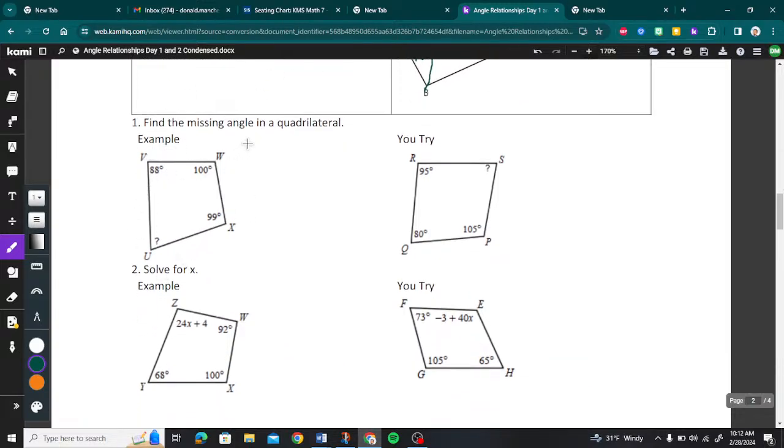If we look, we're just going to go around the quadrilateral in a circle, and we're going to add together our angles. 88 plus 100 plus 99 plus x equals 360. So we grab a calculator to find the sum. 88 plus 99 plus 100 gives us 287, and that's plus x, and that equals 360. To undo the positive 287, we're going to subtract 287 from 360, and that gives us an angle of 73 degrees.